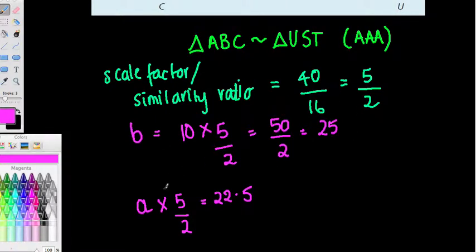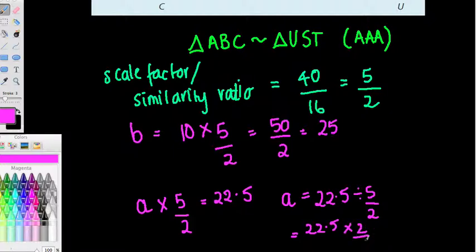So in that case, I've worked it out similarly to B, but this time I can't do the multiplication yet. I'm going to have to rearrange. Oh, and I've run out of space somewhat, but that's okay. Therefore, if this is being multiplied by 5 over 2, what I can do is say A would be equal to 22.5 divided by 5 over 2. That's equal to 22.5 times 2 over 5.